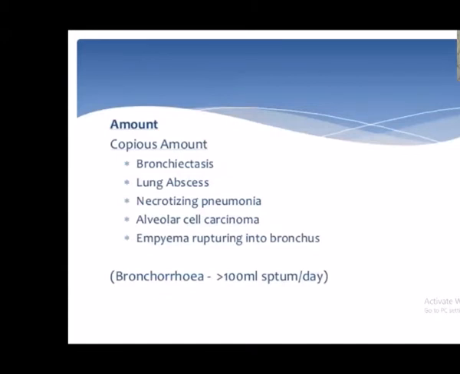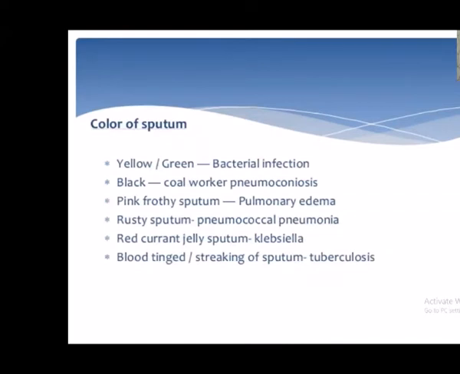Now, the quantity is also very important. If it is more than a cupful in 24 hours, it is called a copious amount, and you should think about bronchiectasis, lung abscess, necrotizing pneumonia, alveolar carcinoma, now called mucinous adenocarcinoma, or rupture of an empyema into the bronchus. Sometimes the empyema can rupture into the bronchus. And bronchorrhea, again, is seen in mucinous adenocarcinoma: a large quantity of clear, saliva-like sputum produced in a large amount.